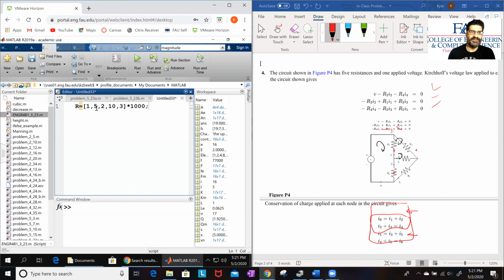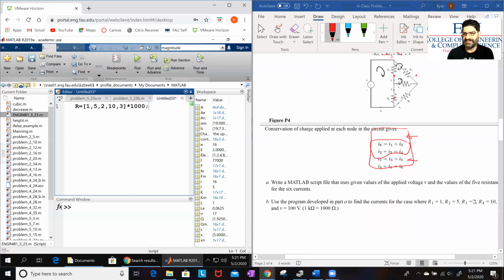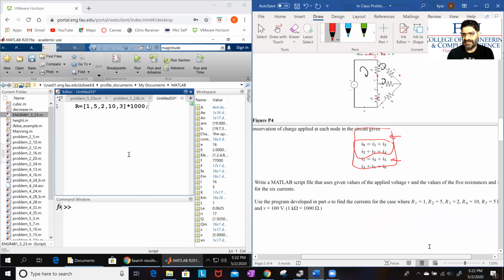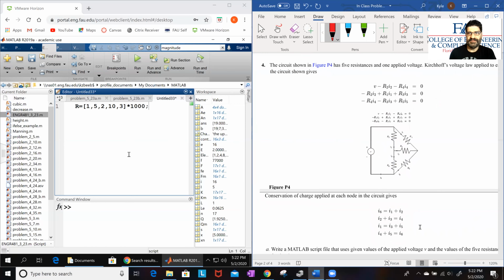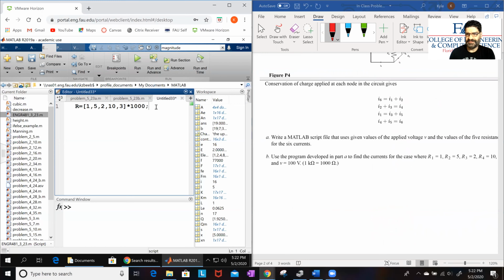So this is an array. We have R1 equal 1, R2 equal 5, R3 equal 3. This is exactly what he's given us here. R1 equal 1, R2 5, and he's also given us V. So let's also do V here. Little v is equal to 100. And just suppress that. So we have defined the resistance and we defined the voltage.